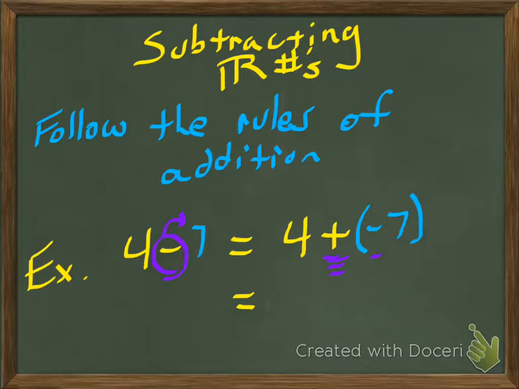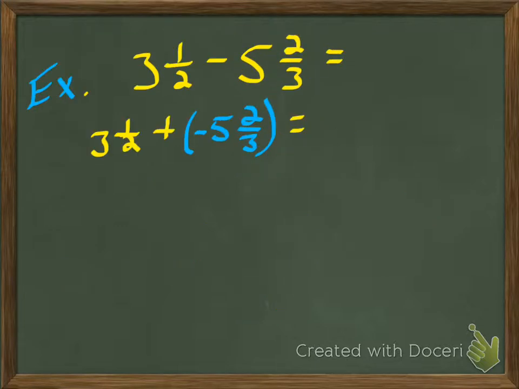So now it's just like we're adding. We follow the rules of adding. The signs are different, so you subtract. And which one's bigger, the 7 or the 4? The 7, so you keep its negative. That's all there is to it.